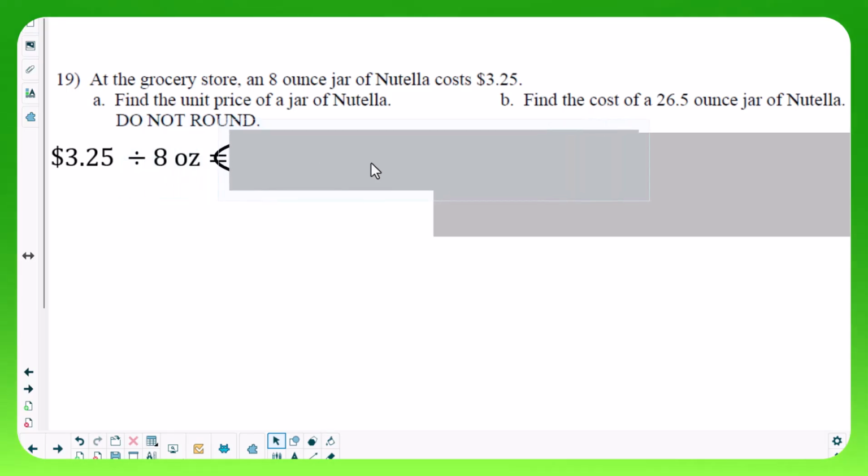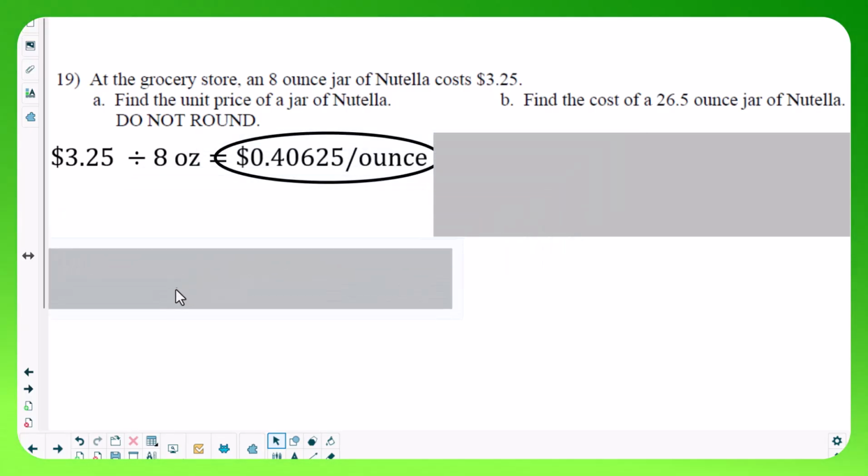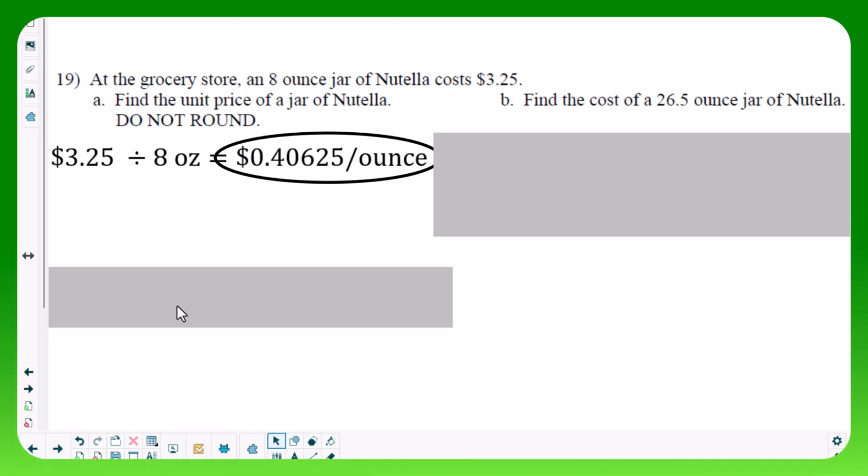And it does say not to round, because we're actually going to use that answer for part B. We want the exact answer for that. So when we find the cost per ounce, we get around 41 cents per ounce, but the exact answer is 0.40625 dollars per ounce.